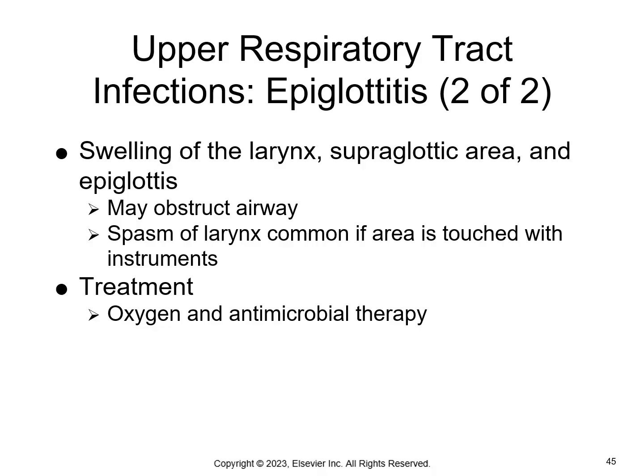So we have swelling of the larynx, the supraglottic area, and the epiglottis. It can obstruct the airway. Spasm of the larynx is common if we touch anywhere in there with instruments. And the treatment for this is oxygen.